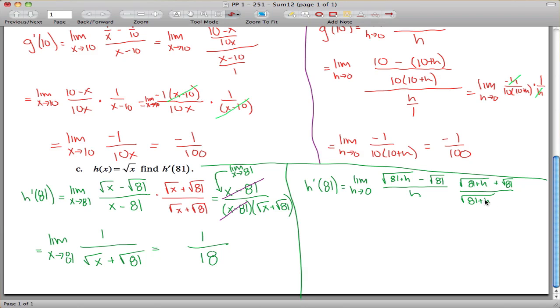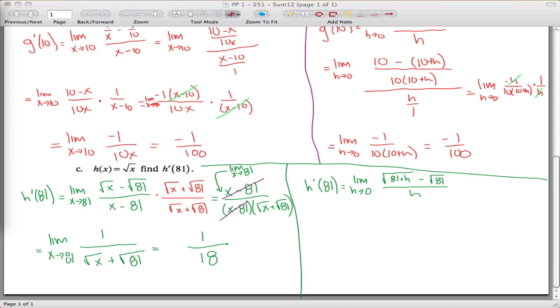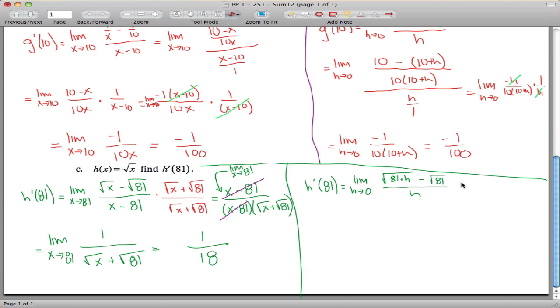I really should have made that in a different color so you can see that I'm kind of just adding it in. So let me redo that. I'll do it in red. We're going to multiply this by the square root of 81 plus h plus square root of 81, divided by the square root of 81 plus h plus the square root of 81.